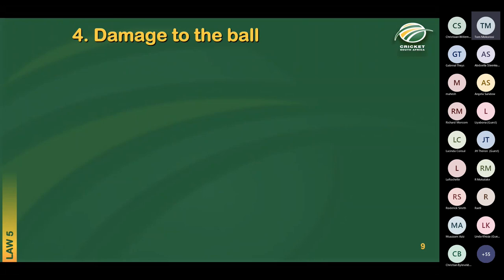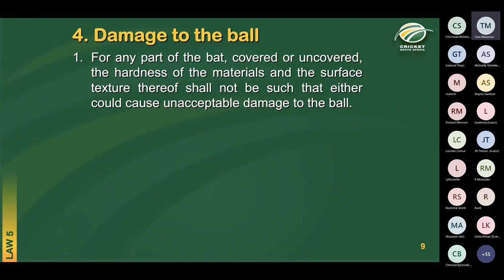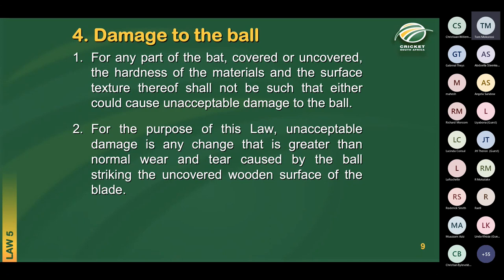Damage to the ball: is the bat allowed to do or make damage to the ball? Let's see what the law says. The law says that for any part of the bat, covered or uncovered, the hardness of the materials and the surface texture thereof shall not be such that either could cause unacceptable damage to the ball. Unacceptable damage is any change that is greater than normal wear and tear caused by the ball striking the uncovered wood surface of the blade.